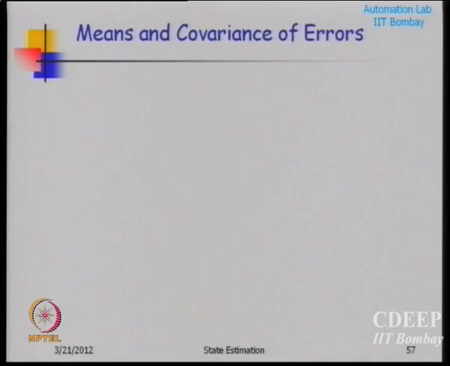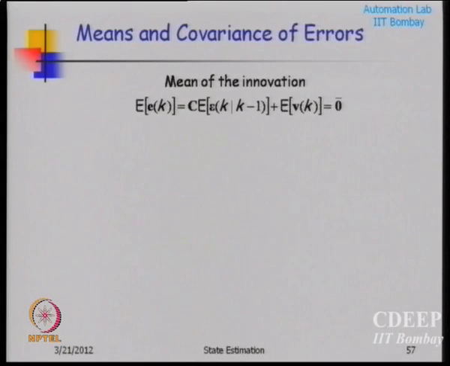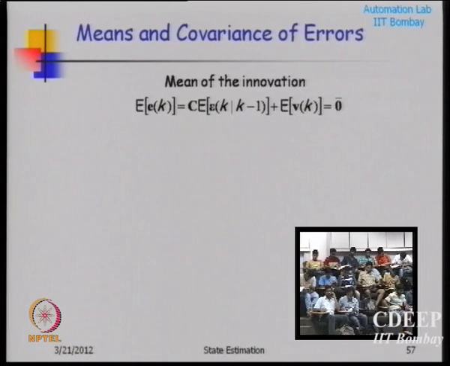Okay, just do this, find out the covariance of this Ek. What is covariance of Ek? Find out covariance of Ek in terms of covariance of epsilon k given k minus 1. What will it be? C Pk given k minus 1 C transpose plus R.